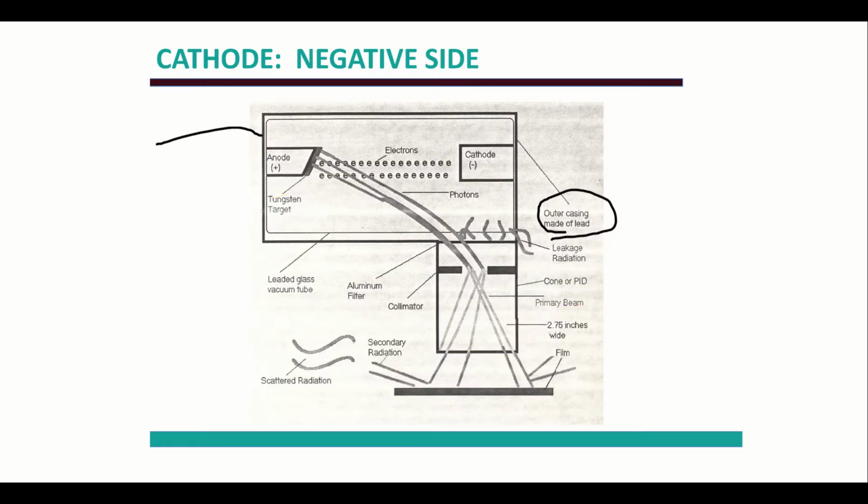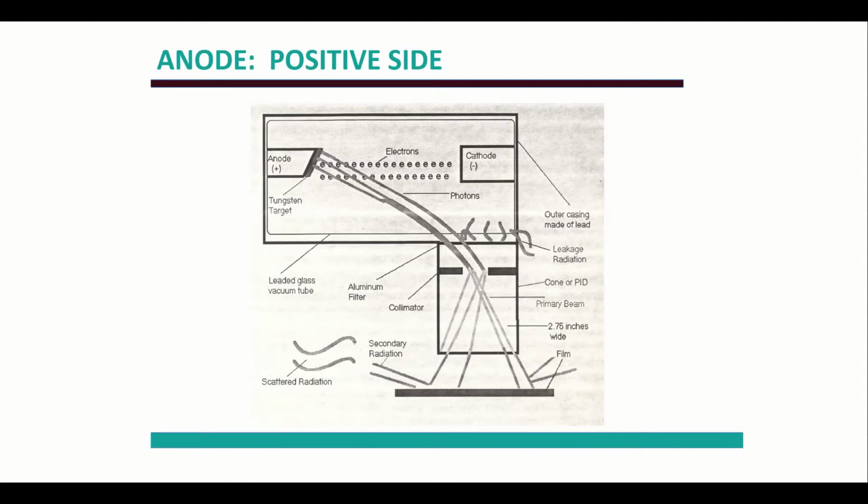Now I just did the whole review again on one slide, and that's not what I meant to do. So I'm going to go through these really fast. So here I meant to just do one on each side. So the cathode, negative side right here. Anode, positive side over here.